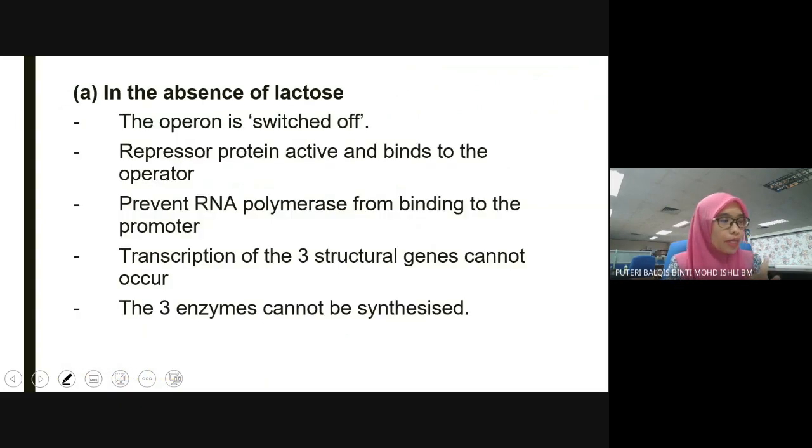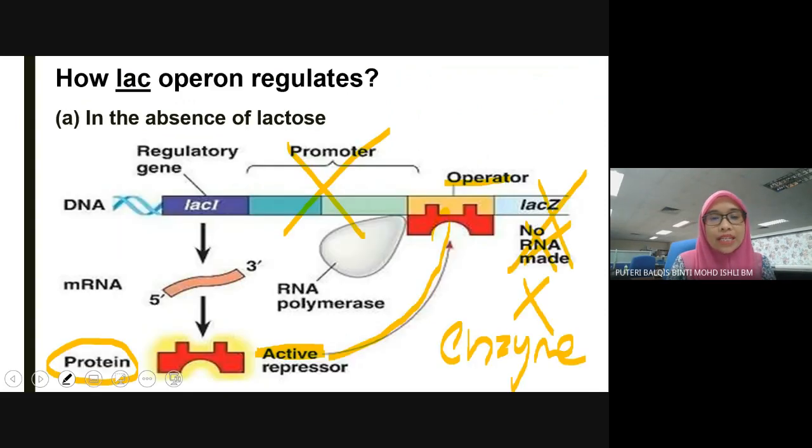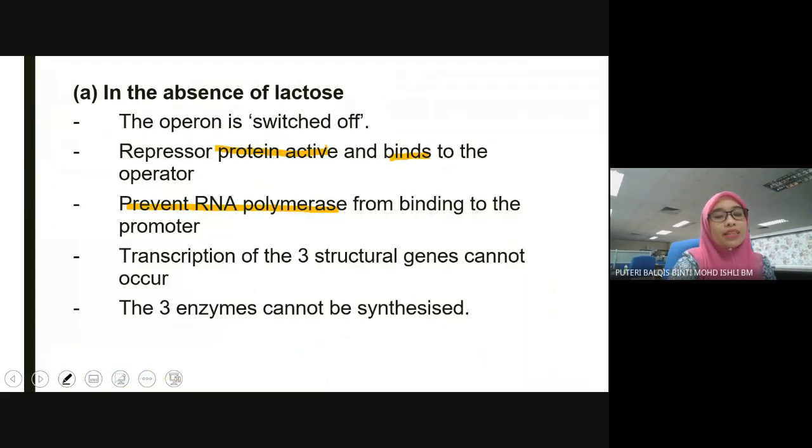Okay, so I explained based on the schema. In the absence of lactose, the operon is switched off. Why? Because the repressor protein is active and binds to the operator. Once it binds to the operator, it prevents RNA polymerase from binding to the promoter. So transcription of the three structural genes, lacZ, lacY, lacA, cannot occur, and the three enzymes cannot be synthesized.